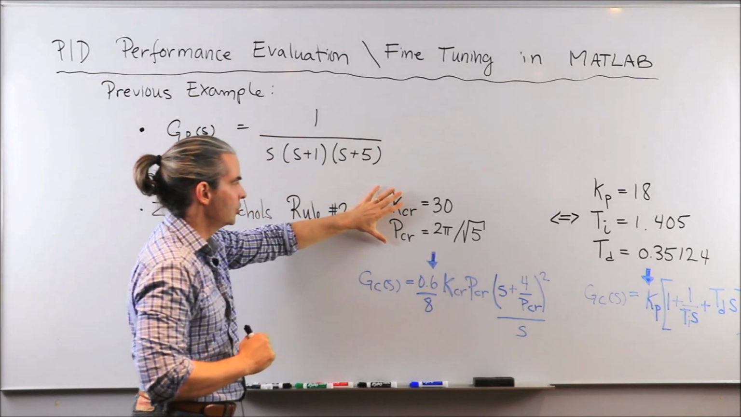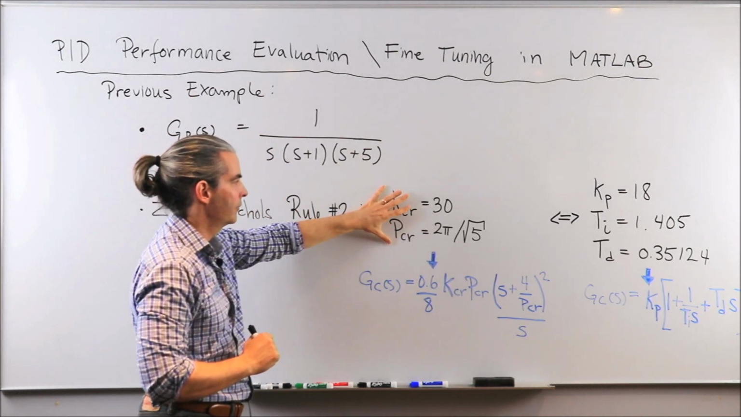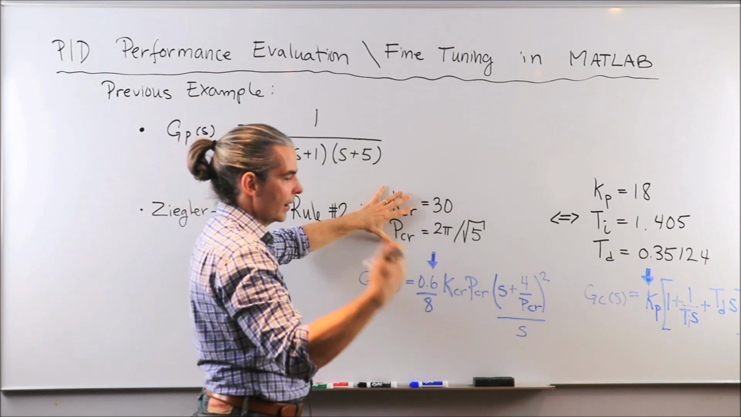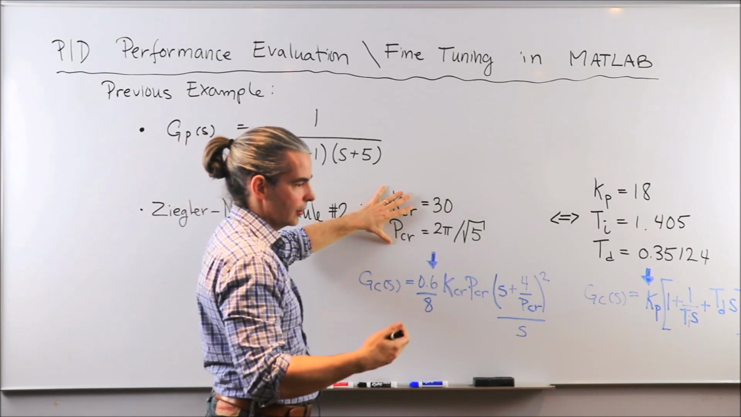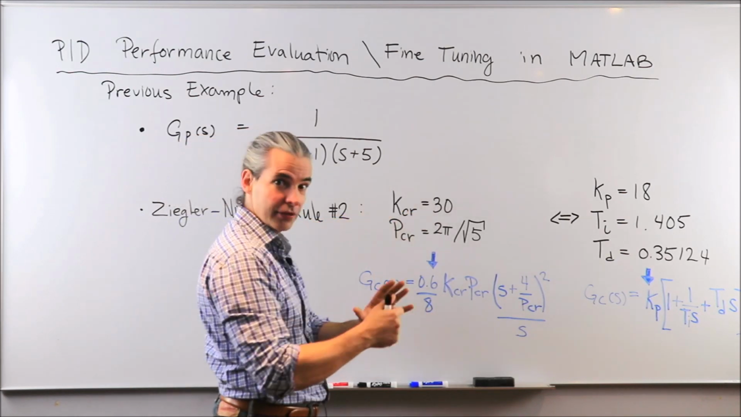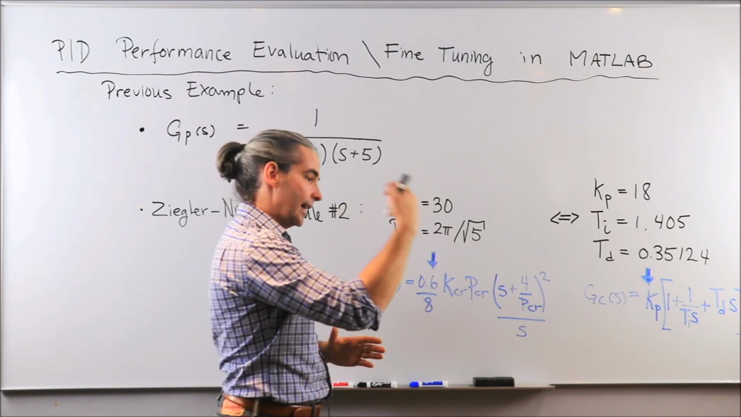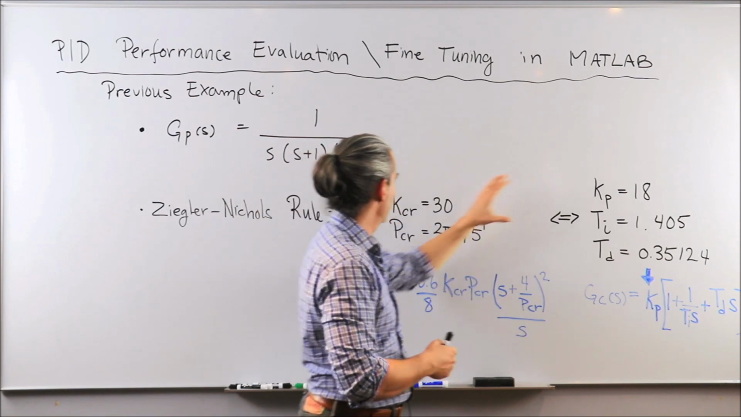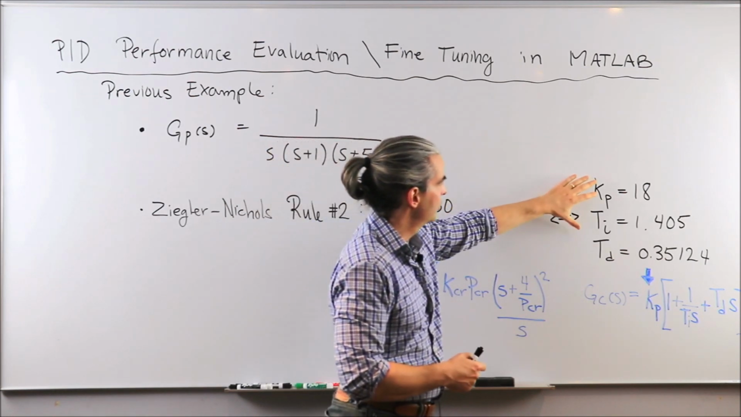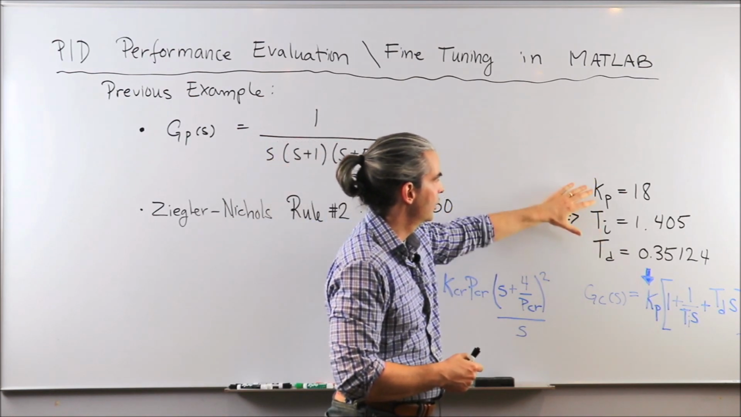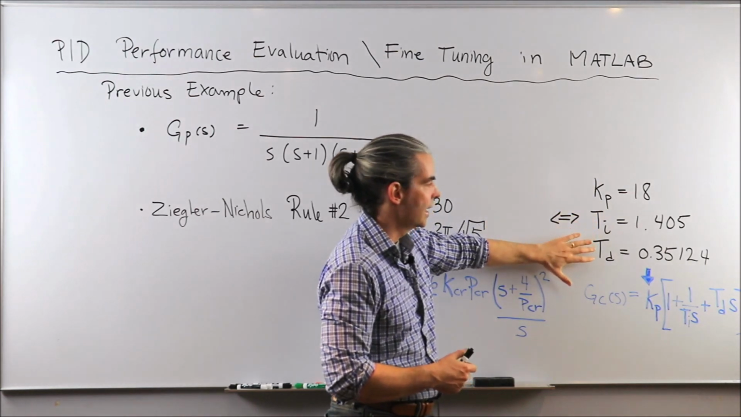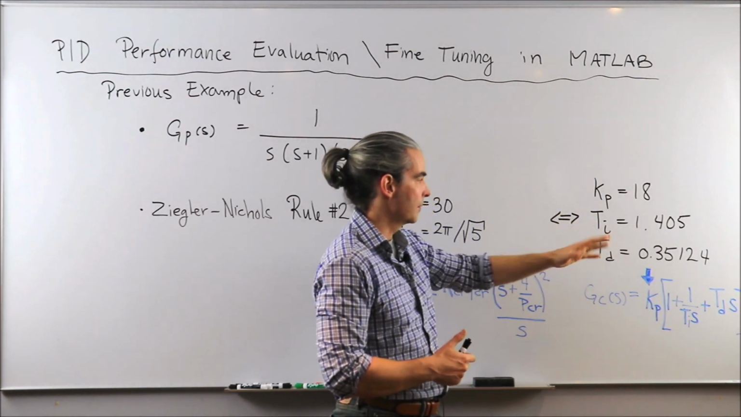Now, based on those two parameters that were found by applying a proportional control gain to the plant and varying its value until we obtained sustained oscillations at its output, we had then mapped those two to the three control parameters known as Kp, Ti, and Td for the PID control law.